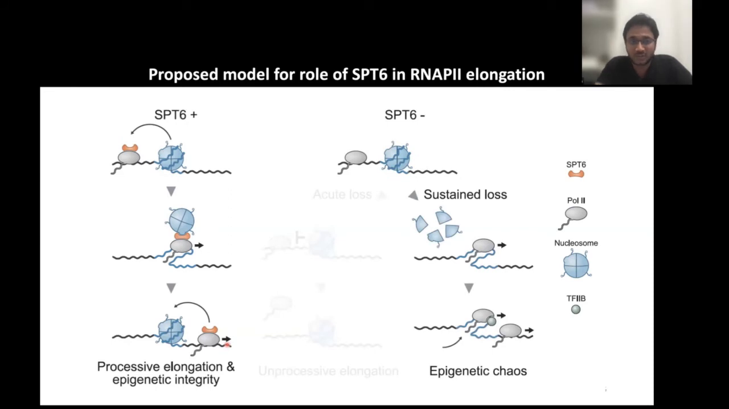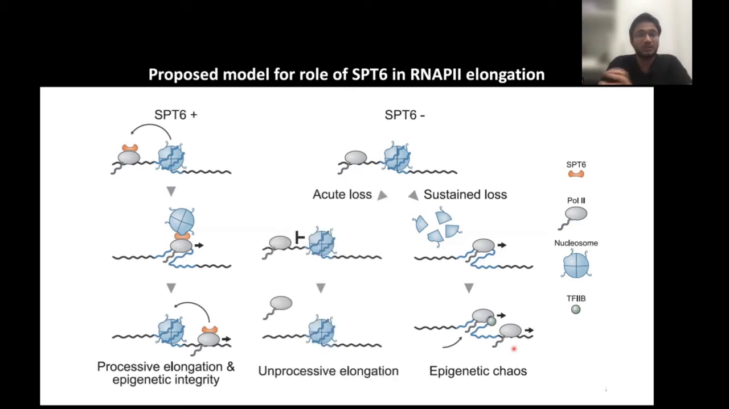In sustained loss of SPT6, however, the transcribing Pol II runs into the nucleosome, and that leads to the disintegration of the nucleosome. This loss of nucleosome leads to a naked chromatin, and that would eventually lead to epigenetic chaos, which is observed in the form of intragenic initiation, similar to yeast.